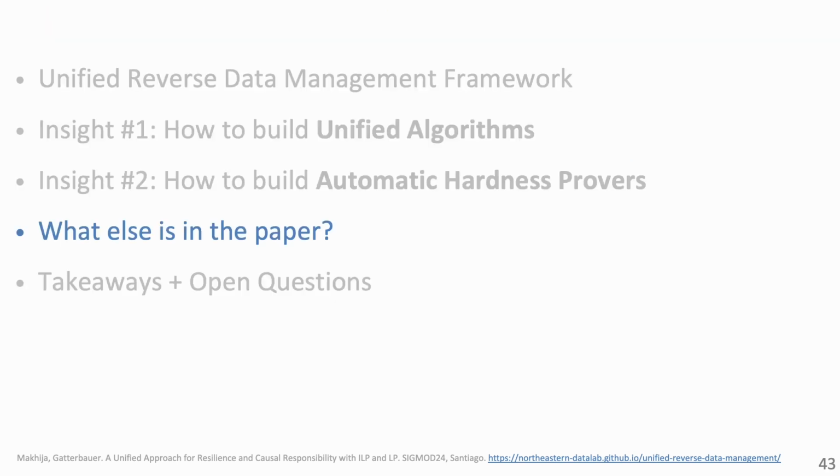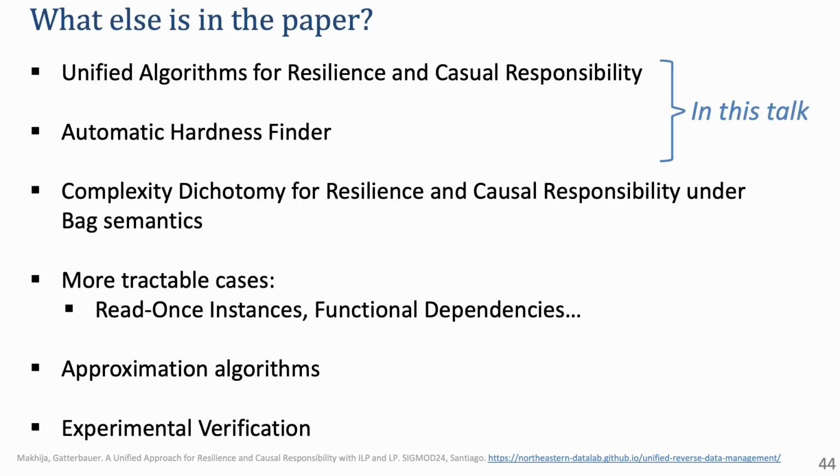Before I conclude, I quickly want to mention some exciting things that I was not able to cover in this talk and you can find in the paper. In this talk, I spoke about unified algorithms for different problems, and I also spoke about automatic hardness finding that helps us prove new complexity results. But in the paper, we also show a complexity dichotomy for the bag semantics case for resilience and causal responsibility. So this is the case where you have duplicates in your input data.